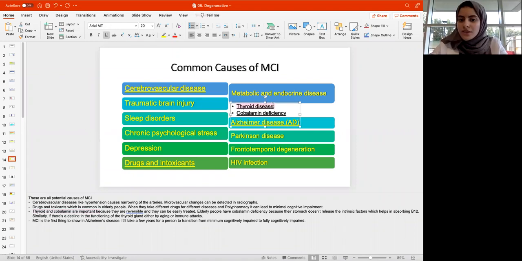So if he had a thyroid disease causing the MCI, he could easily reverse that. He could give him synthetic thyroid hormones, and his memory would be restored. He would be as if nothing happened, okay? Same thing with cobalamin deficiency. So you need to remember, these two are reversible. They can be treated and managed, and the MCI would go away as if it didn't happen. So that's why you need to know that there are many underlying causes, and they're reversible.